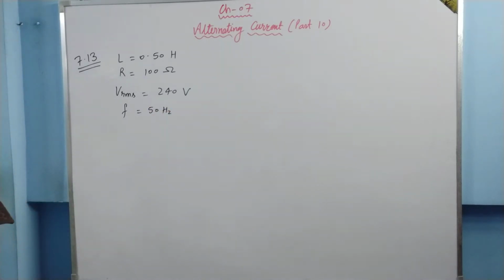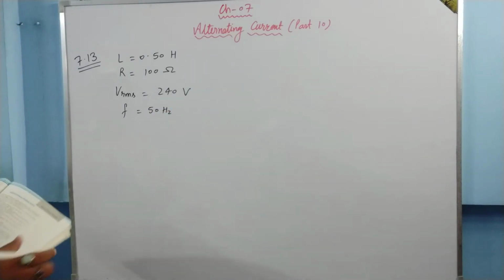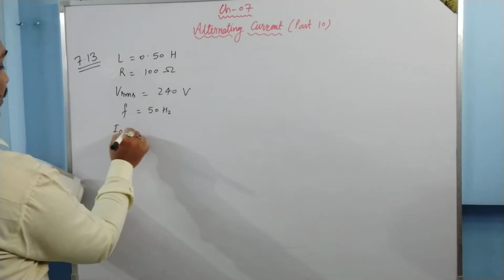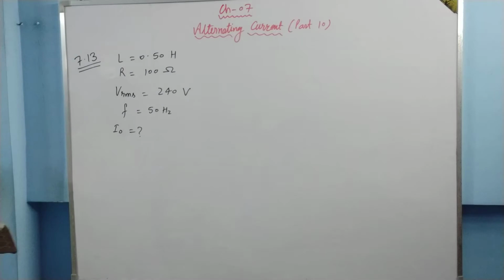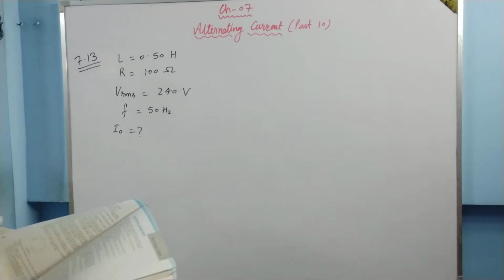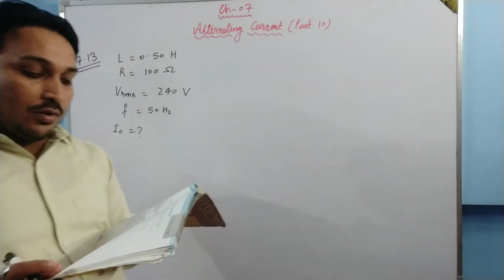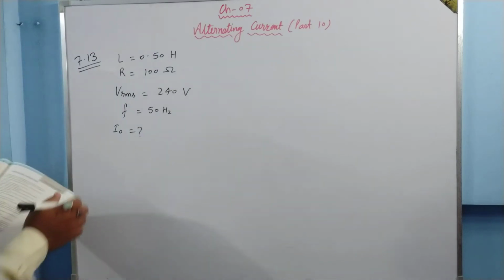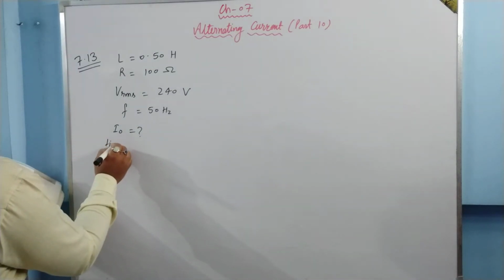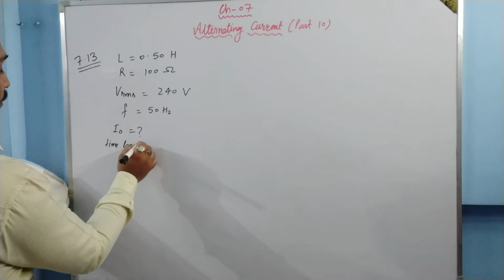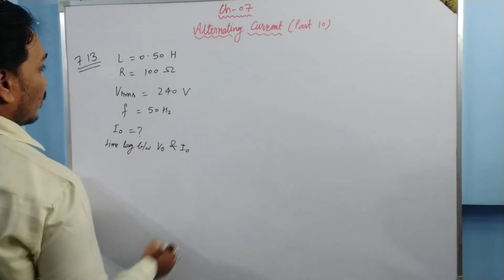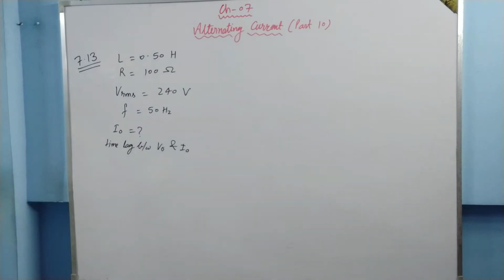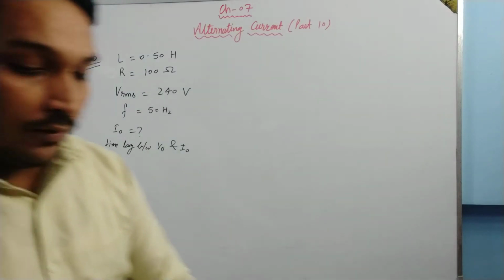The question asks, what is the maximum current in the coil? I naught is being asked. This is the first part, and the second part is: what is the time lag between the voltage maximum and the current maximum? Time lag between V0 and I0. So this is the question. Now let us try to solve it.